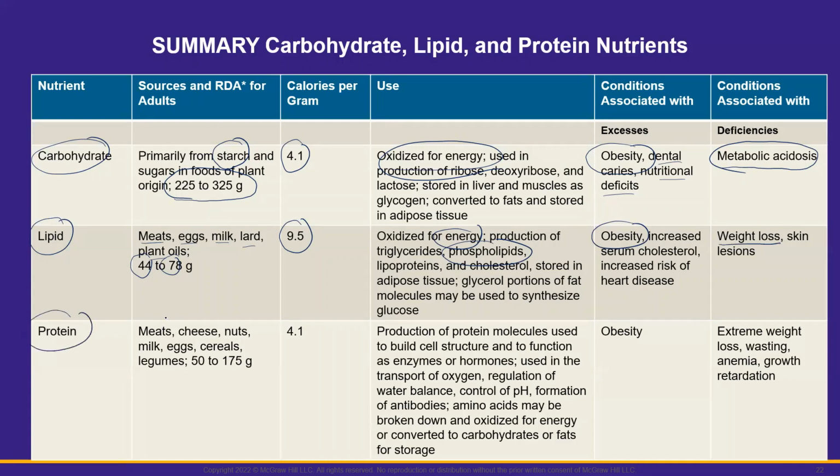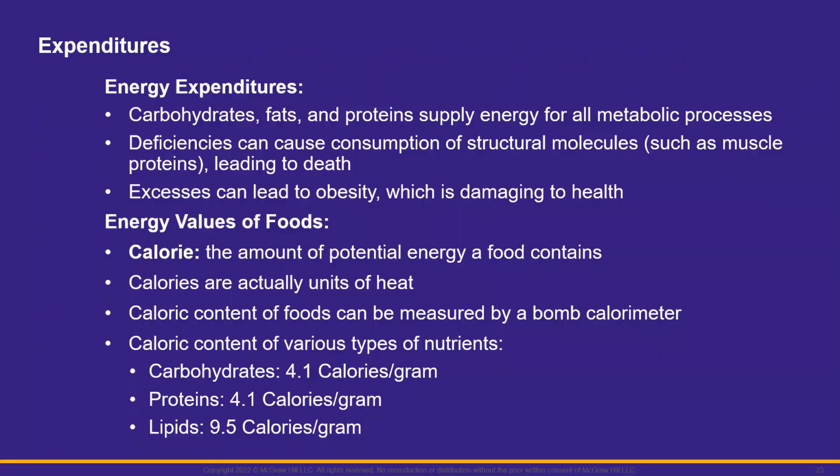Proteins are from meat, cheese, nuts, cereal, about 50 to 175 gram daily, 4.1 calories. It can be used for building structures like muscle cells, enzymes, hormones. Excess can cause obesity, and deficiency can cause extreme weight loss.